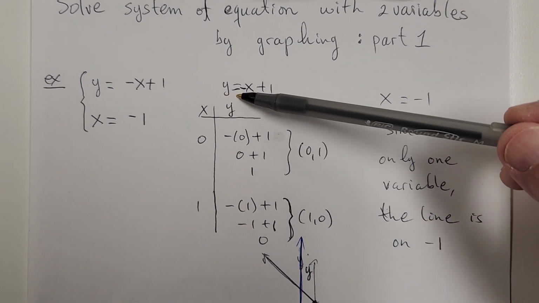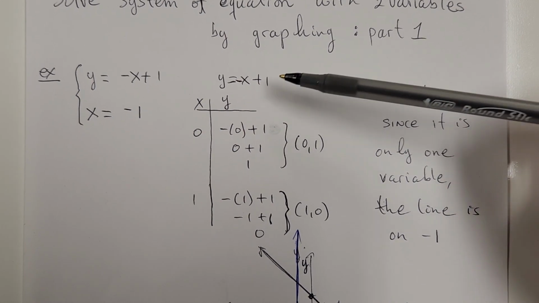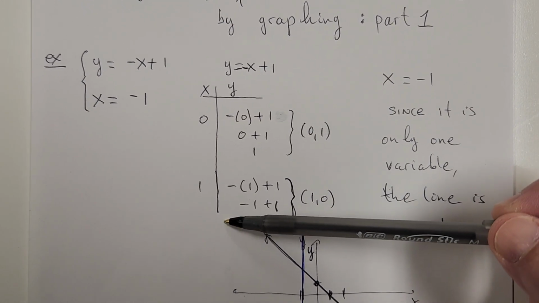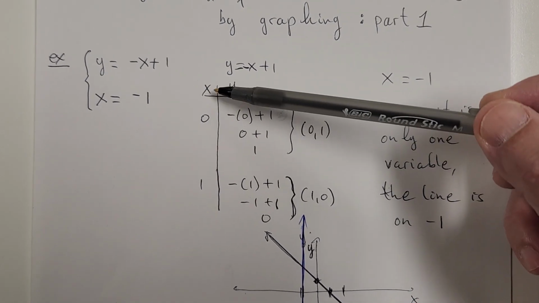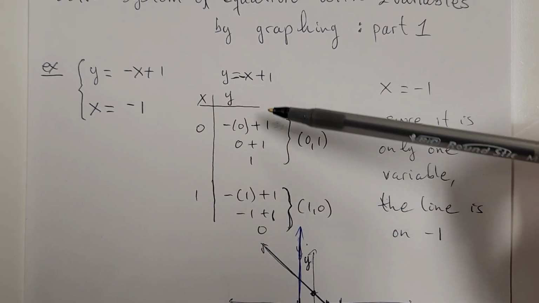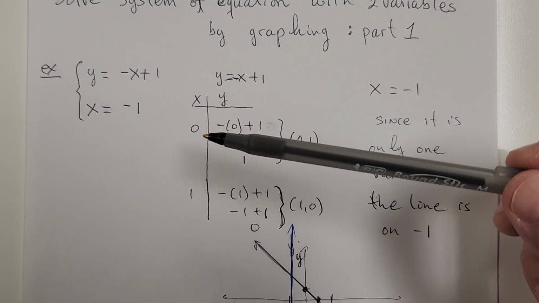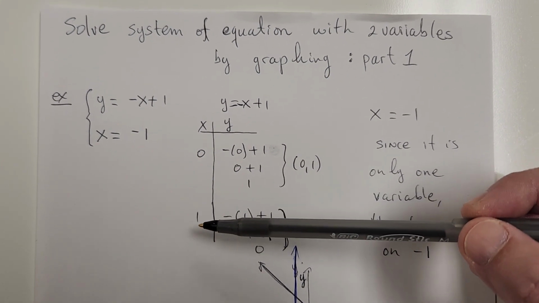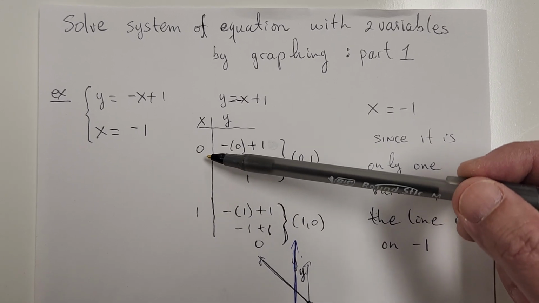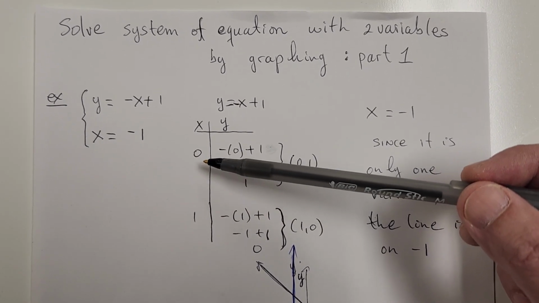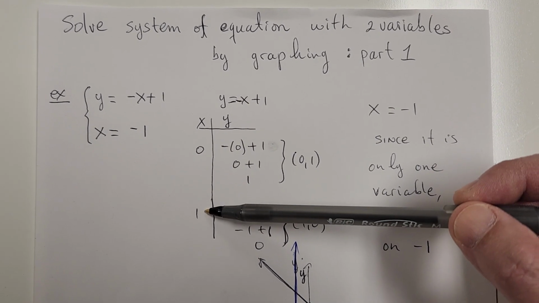So I have y equals negative x plus 1. Do the x, y, t table like this. This is called the x, y, t table. When you plug in numbers, always choose 0 and 1 because they are the easiest numbers. You can pick any number you want, but 0 and 1 are the easiest.